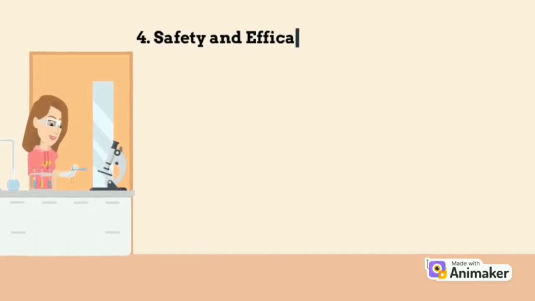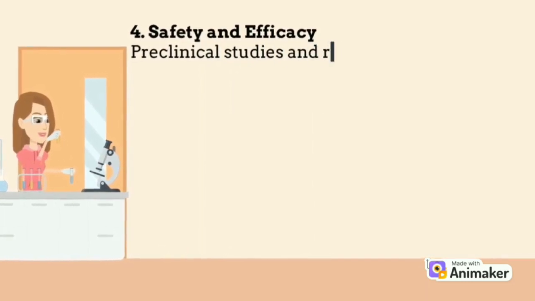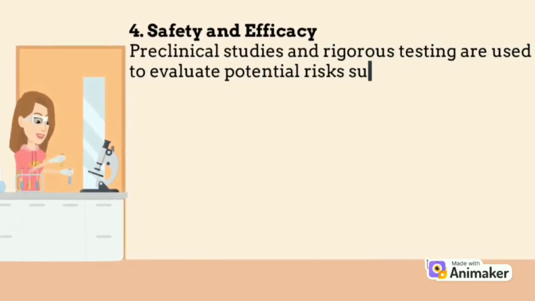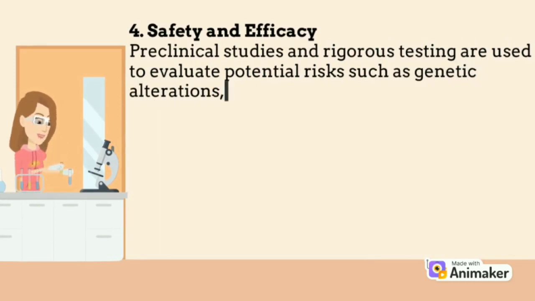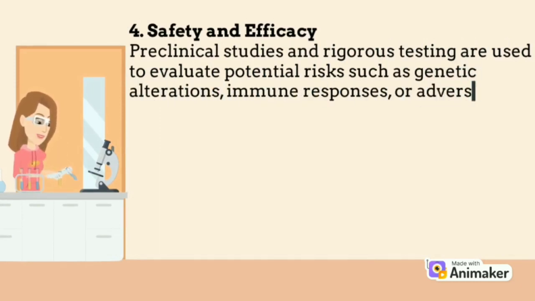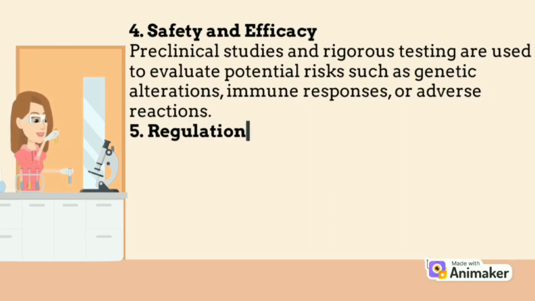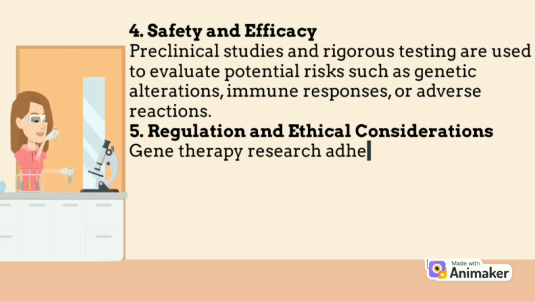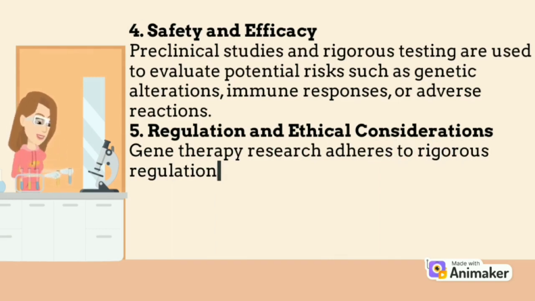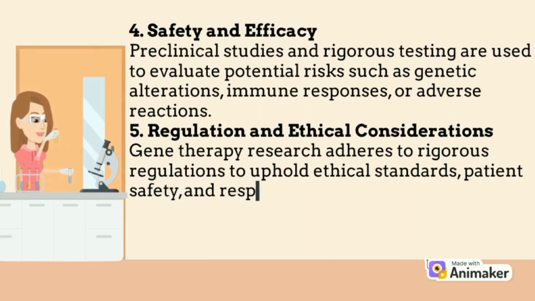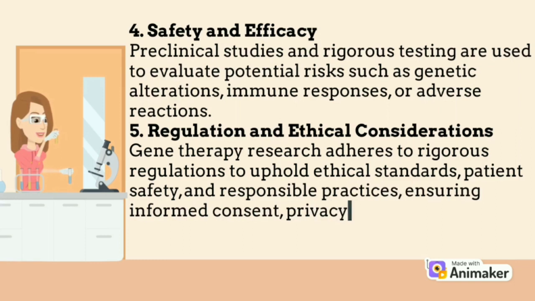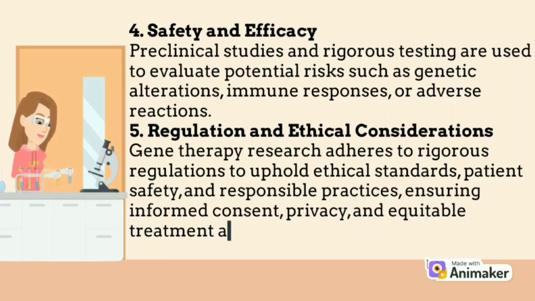4. Safety and efficacy. Preclinical studies and rigorous testing are used to evaluate potential risks such as genetic alterations, immune responses, or adverse reactions. 5. Regulation and ethical considerations. Gene therapy research adheres to rigorous regulations to uphold ethical standards, patient safety, and responsible practices, ensuring informed consent, privacy, and equitable treatment access.